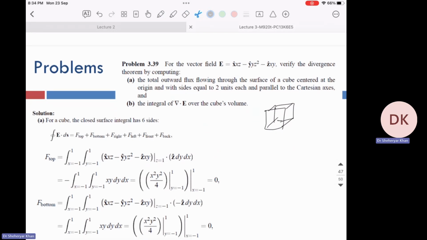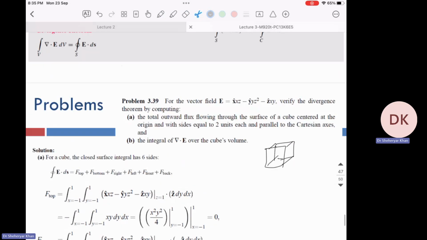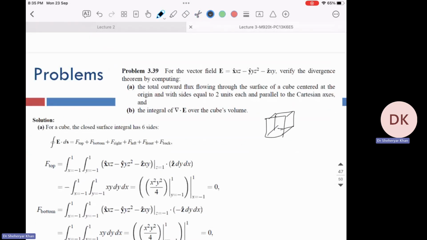So you see, we are given E. This is a vector field. We are asked to find the total outward flux flowing through the surface of a cube centered at the origin with sides equal to 2 units each. That means we have this kind of shape, centered at 0, 0, 0, like this, and each side is 2, right? And find out the total flux.